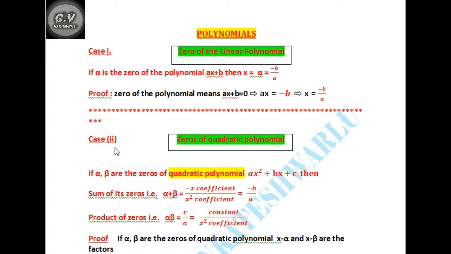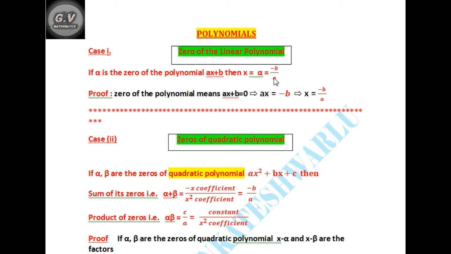So in the first case, we are going to discuss the relation between zeros and coefficients of the linear polynomial. The standard form of a linear polynomial is ax plus b, and a first degree polynomial is nothing but a linear polynomial. A first degree polynomial contains only a single zero, that is alpha. If alpha is a zero of the polynomial ax plus b, then alpha will be minus b by a.